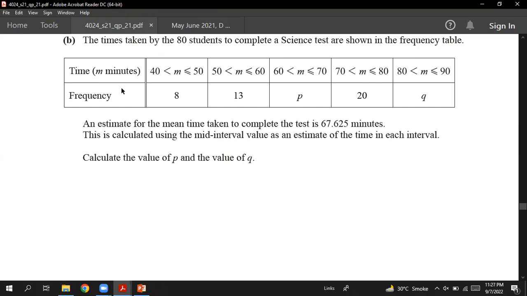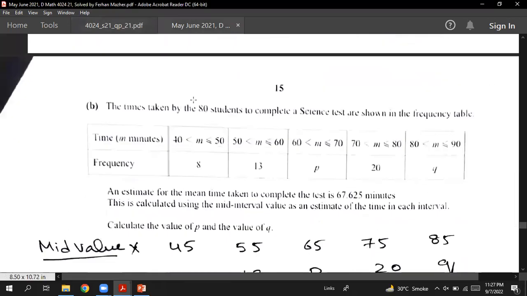Okay. Because the sum of the frequencies is 80, because the total students are 80, we will add 8 plus 13 plus P plus 20 plus Q equals 80. So this will be one equation in P and Q. And then I will find the mid values of these, and I will multiply them with the frequencies. You will get Fx. So the sum of the Fx divided by the sum of F will be equal to the mean. That will be 67.625. Let me show you what I'm saying.